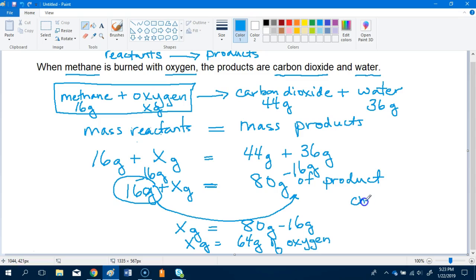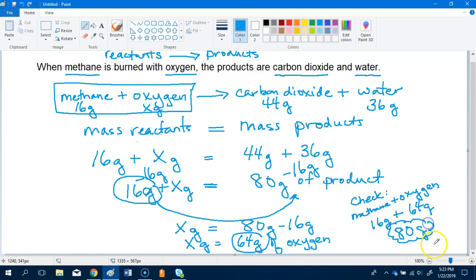And the check that you can do is you want to add your amount of methane plus oxygen. So we have 16 grams of methane to start. Our unknown was 64 grams of oxygen. That equals 80 grams altogether of reactant, and we saw right here that we have 80 grams of product. So that works out correctly.